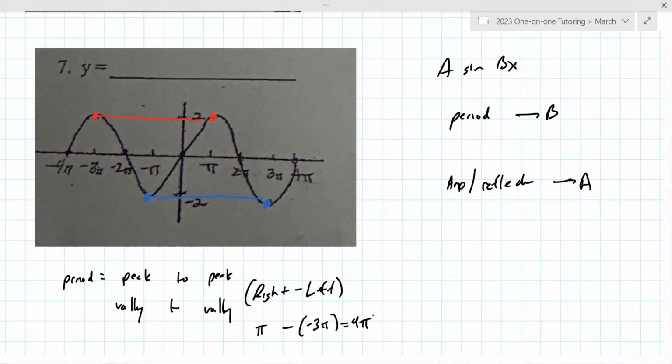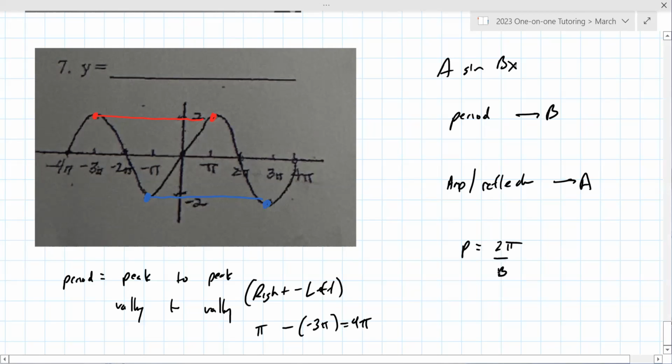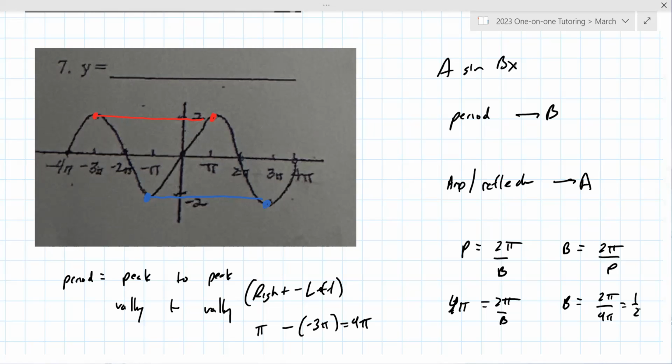Okay, but the period is not b. The period is 2 pi divided by b. So you might have seen this in your book, b becomes 2 pi over the period. Your period is 4 pi, 2 pi over b, which means that b is 2 pi over 4 pi, which is 1/2. So we got part of it here. B is 1/2. And you get that from the period.